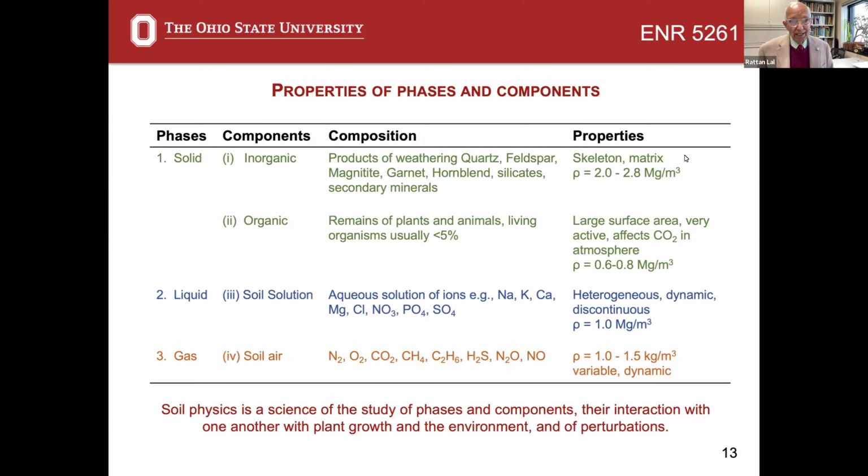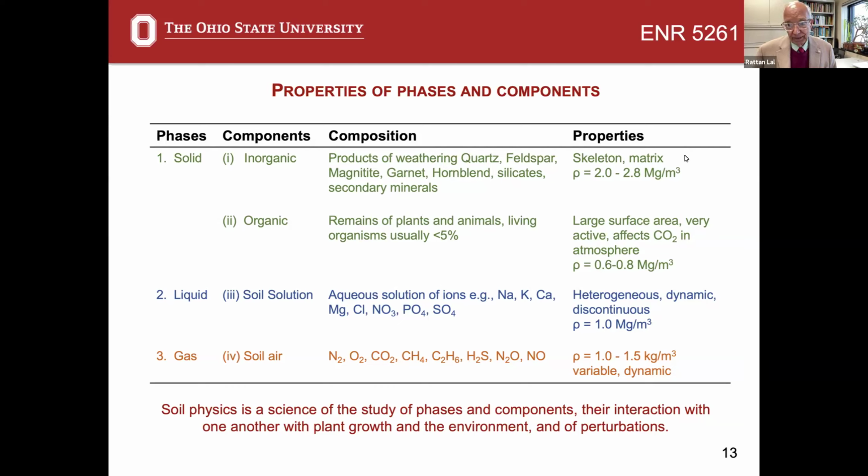In most soil, that's less than 5%. And they have large surface areas. They affect the electrical properties of the soil. They affect the gaseous composition of the soil. And the density of the organic material compared to the inorganic is much less, 0.6 to 0.8 megagram per cubic meter. Sometimes you may see density as gram per cubic centimeter.